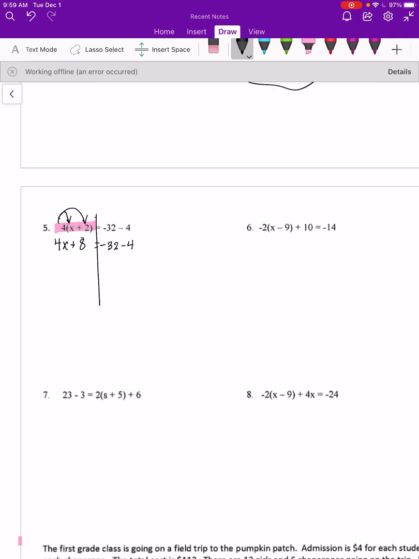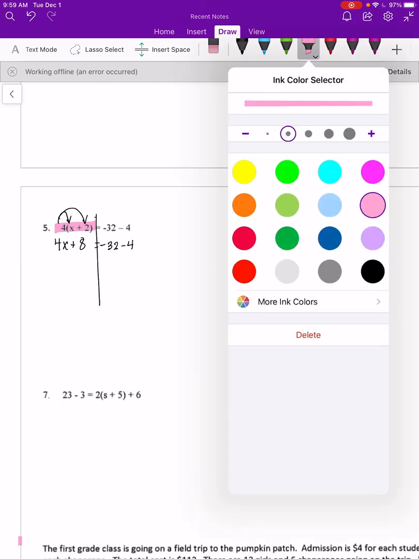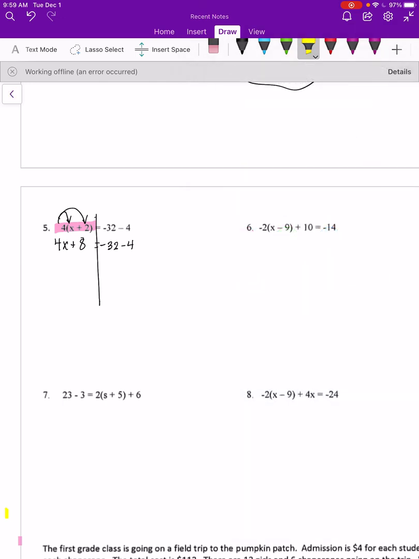-32 minus 4. Okay, so now I'm looking for some like terms. So I have 4x and 8. No like terms there. But here I do. I have some constants. Fancy for just numbers on this side. Let's put them together. So I'm going to leave 4x plus 8 alone and just bring it down. And now I'm going to combine -32 minus 4, which would be -36.